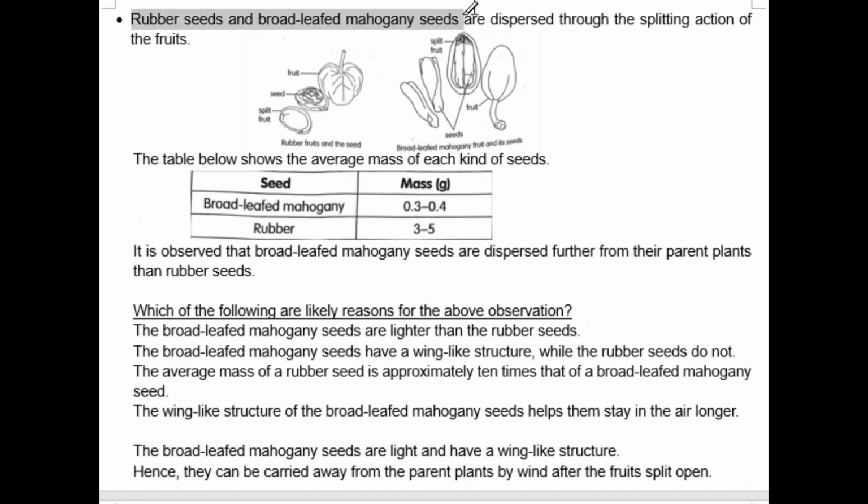Rubber seeds and broadleaf mahogany seeds are dispersed through the splitting action of the fruits. The table below shows the average mass of each kind of seeds. It is observed that broadleaf mahogany seeds are dispersed further from their parent plants than rubber seeds. Which of the following are likely reasons for the above observation?